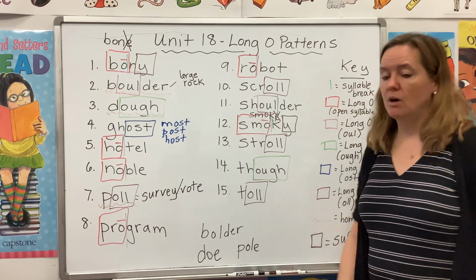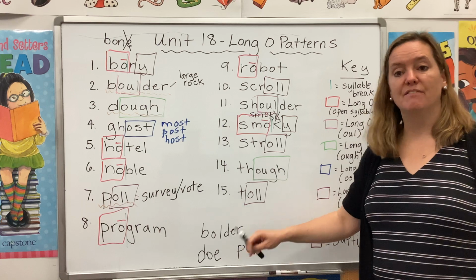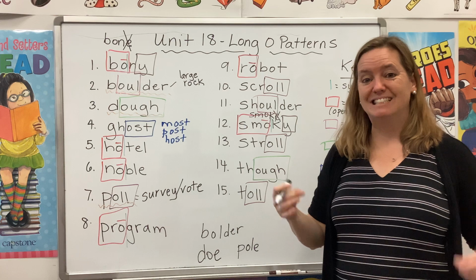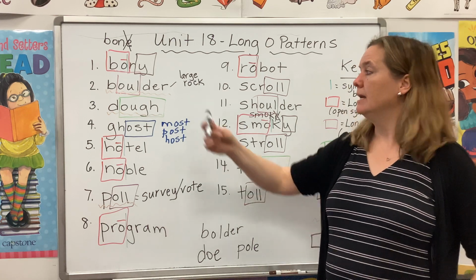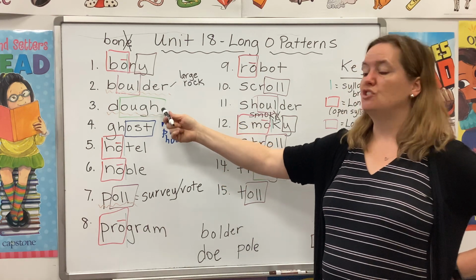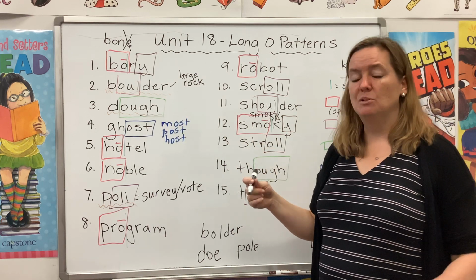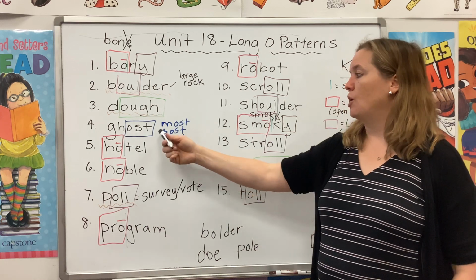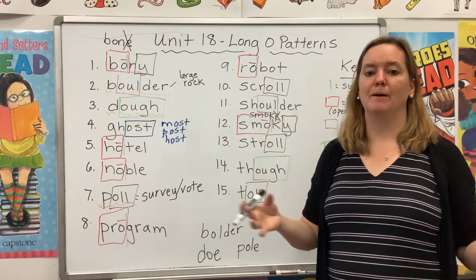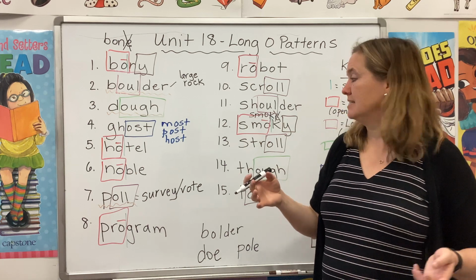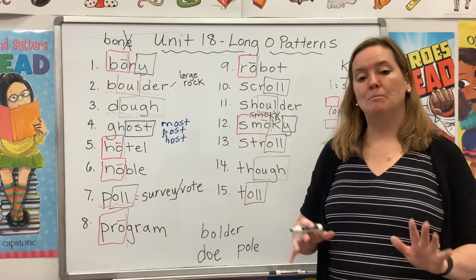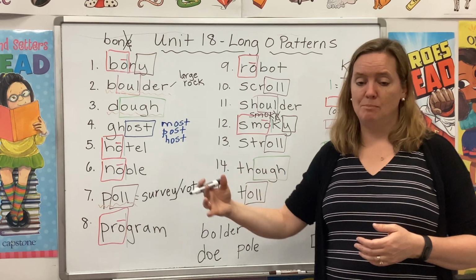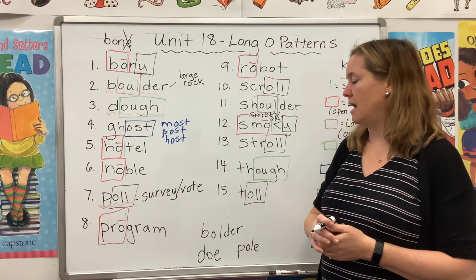All right, before I let you go, let's finish our discussion of the vocab. So we know what bony means, like bony elbows, bony knees, right? They feel like they're made of bone. Boulder, large rock. Dough would be cookie dough. It's also slang for money, like can you lend me some dough? A ghost would be the spirit of a person who has passed. A hotel is a place where people sleep away from home. So if you're going on vacation and you need a place to stay, you might sleep in a hotel.